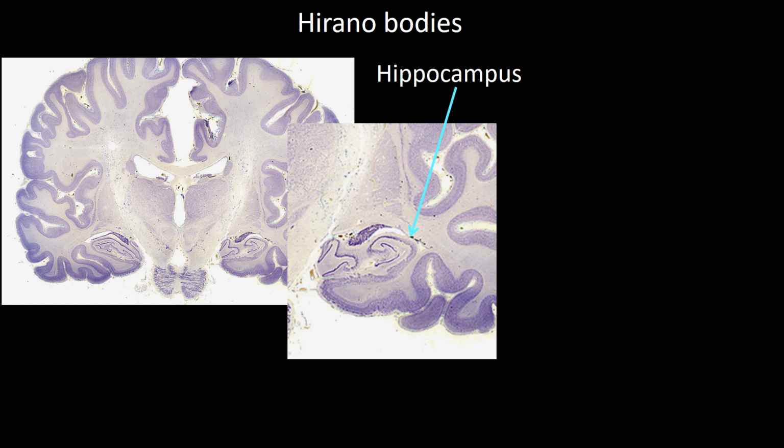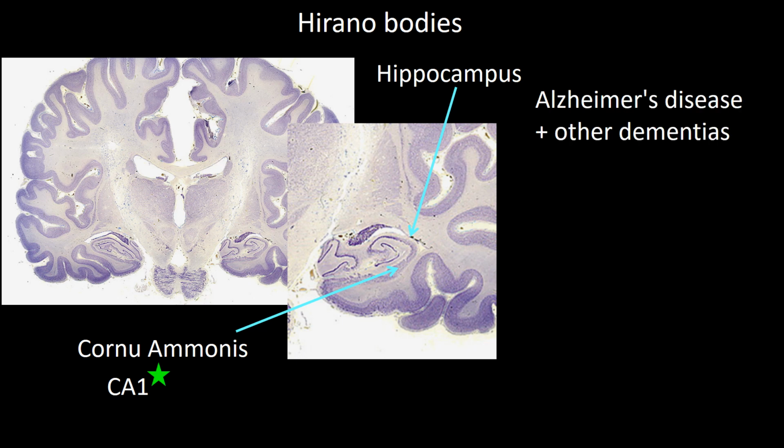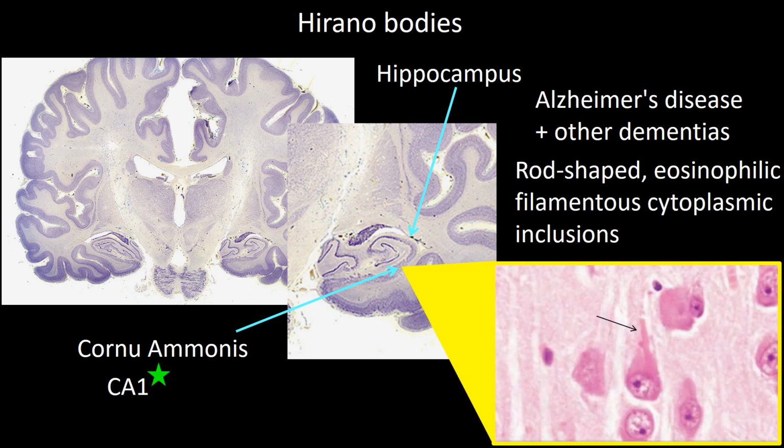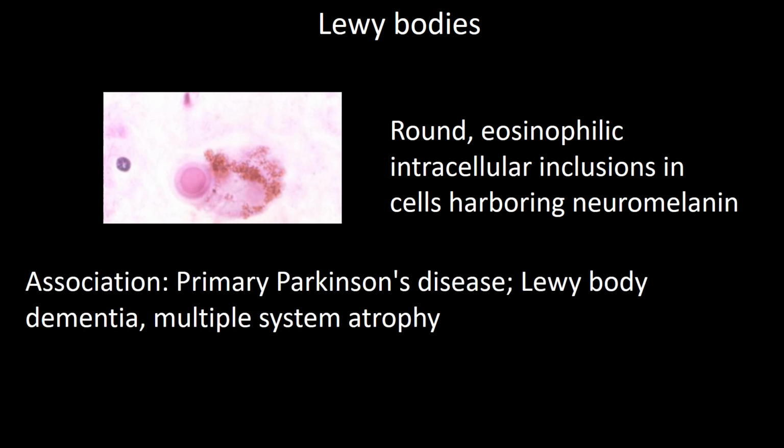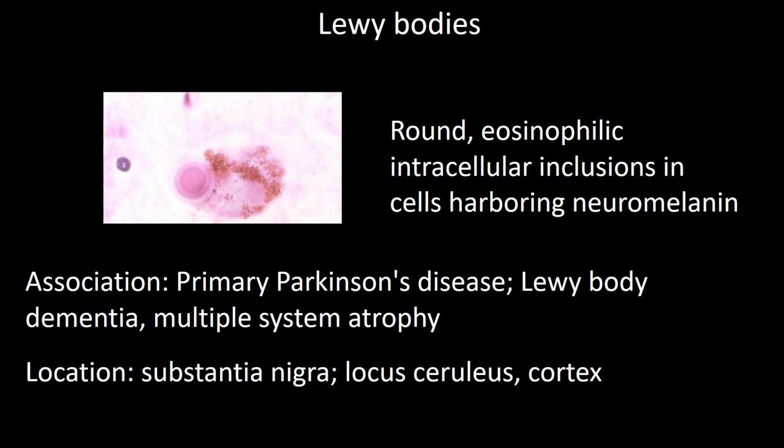Hirano bodies are found in the hippocampus, most prominently in the CA1 region. Hirano bodies occur in AD, but also in other types of dementia. They are rod-shaped eosinophilic filaments, cytoplasmic inclusions. Lewy bodies are round eosinophilic intracellular inclusions, often found in cells harboring neuromelanin. They are associated with primary Parkinson's disease, Lewy body dementia, and multiple system atrophy. They may be found in substantia nigra, locus coeruleus, and cortex.